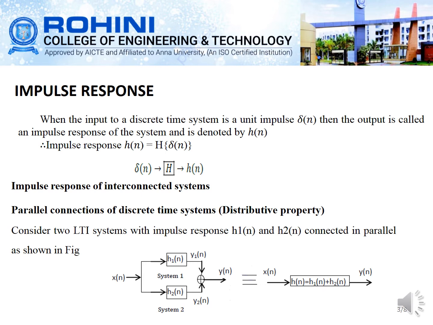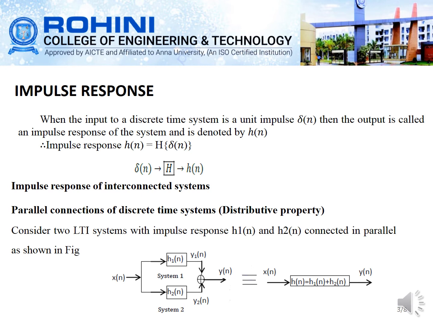Next we can see the impulse response of interconnected systems. The first one is parallel connection of discrete time systems. By using the distributive property we apply the parallel connection. Let us consider two LTI systems with impulse responses h1[n] and h2[n] connected in parallel, as shown in the figure.